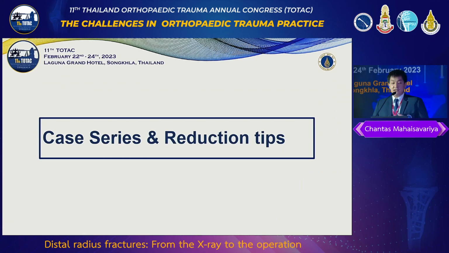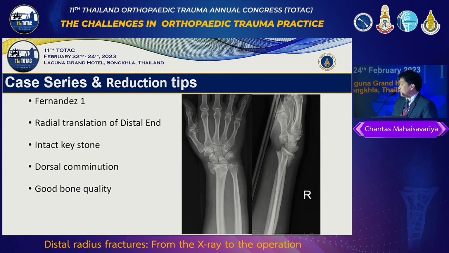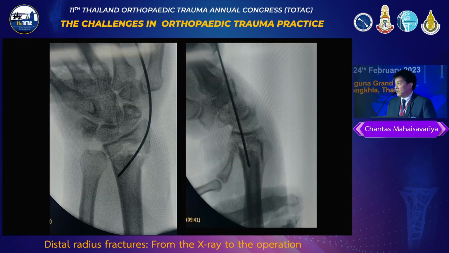So this is the case that I want to share. We start with the extra-articular one. This is the Fernandez one with radial translation of the distal fragment from the brachioradialis. There's comminution in the dorsal cortex. This case is extra-articular, so the keystone is intact, and the quality of the bone is good because the cortex is still thick. I usually do these techniques for reduction.